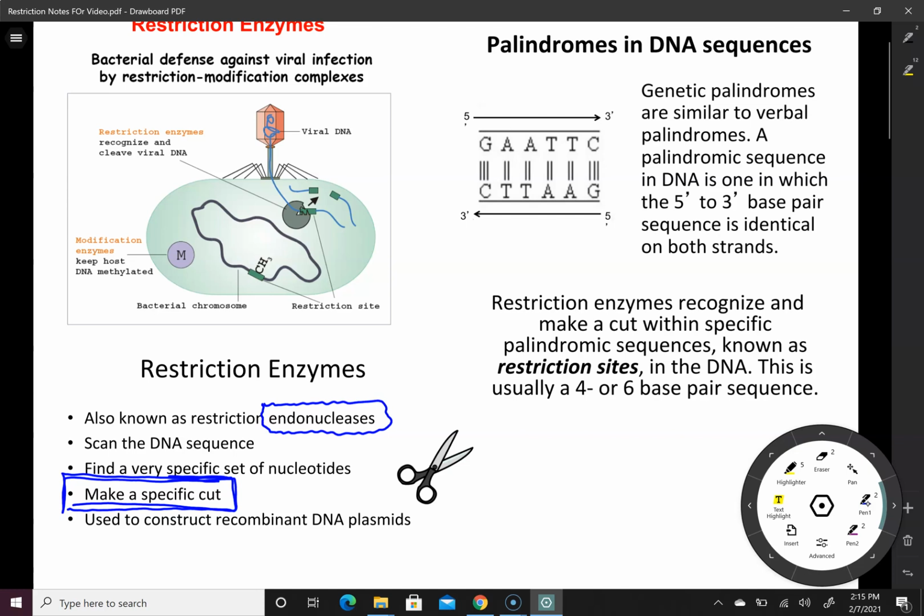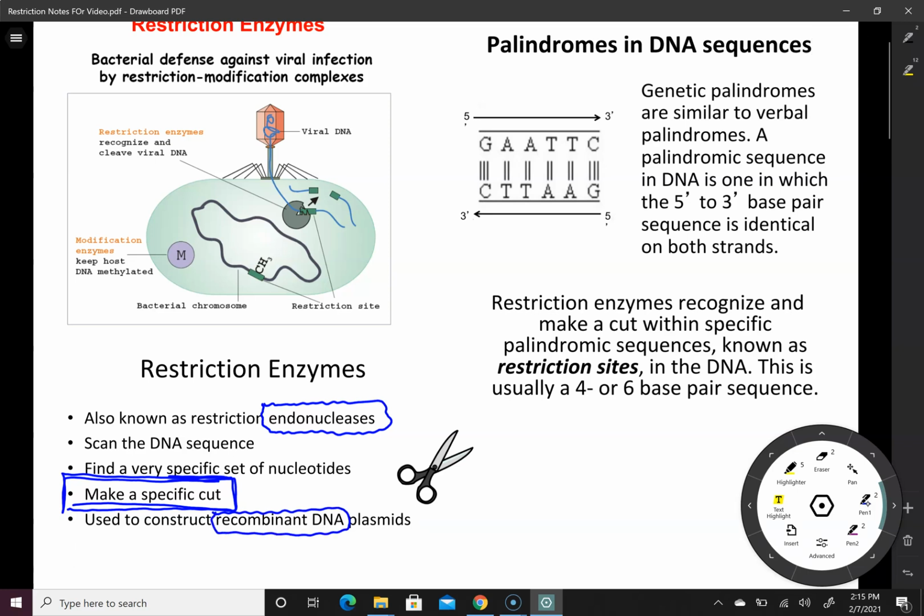And ultimately what will happen is they're going to allow scientists to cut DNA in specific places and then take genes from one organism and insert them into another. And we're going to talk about that as recombinant DNA, or taking information from one organism and placing it into another.